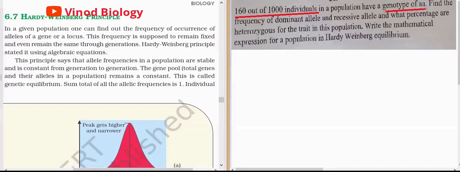So what is the question? In the question, what is it asking? First, find the frequency of the dominant allele and the recessive allele. Two questions: what is the frequency of the dominant allele and the recessive allele? Next, the third question: the percentage of heterozygous dominant in the population. So three questions. Next, write the mathematical expression of the population in Hardy-Weinberg equilibrium. So this has nearly four sub questions.